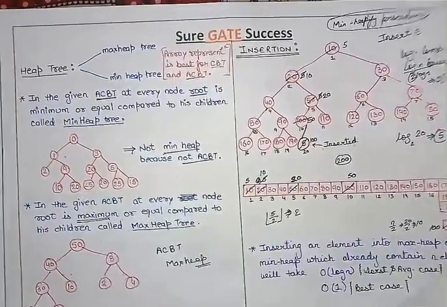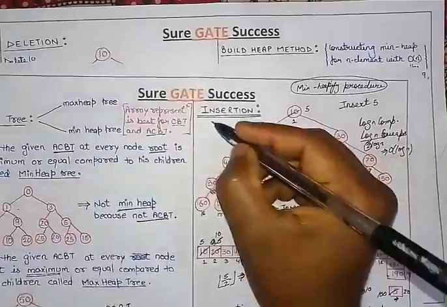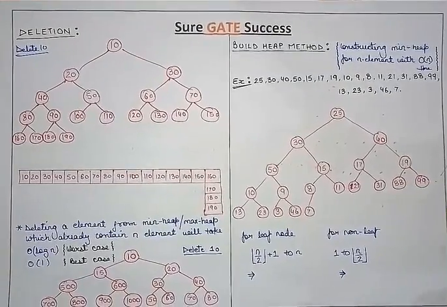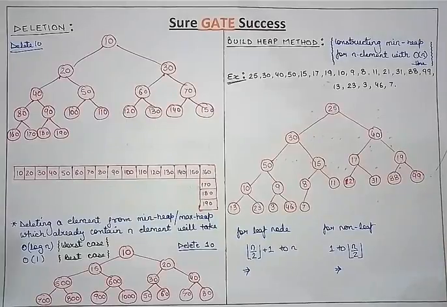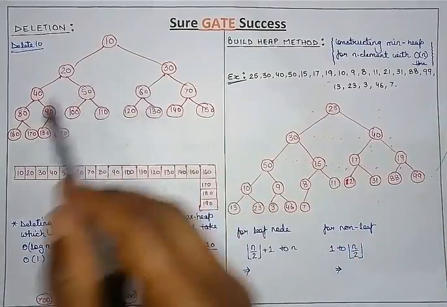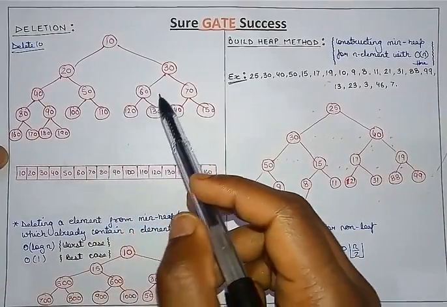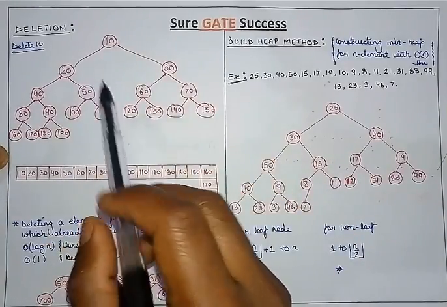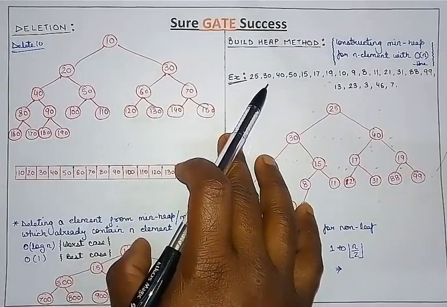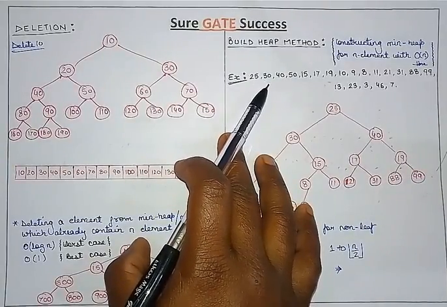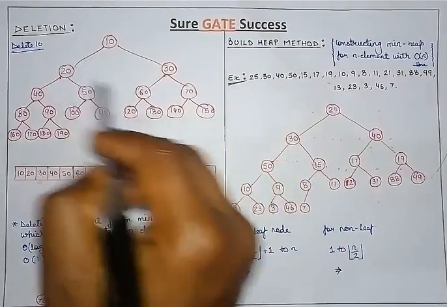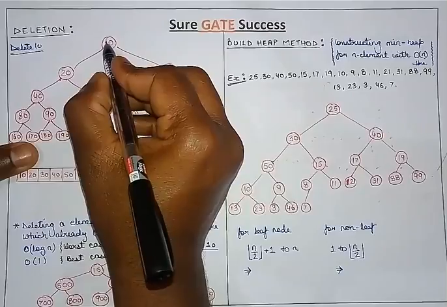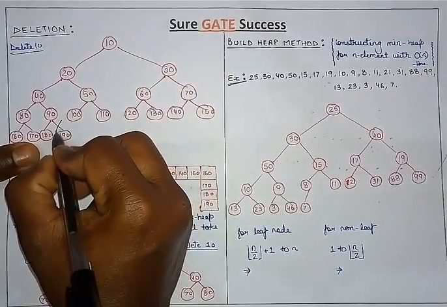So now let's understand the deletion. We have completed the insertion. Now let's understand the deletion. For deletion, we have a binary tree. We have an almost complete binary tree, and you can see that it is also a min heap. So for deleting 10, we can't delete it directly. We have to replace the value of 10 with the last value.